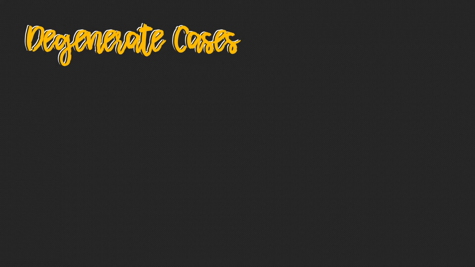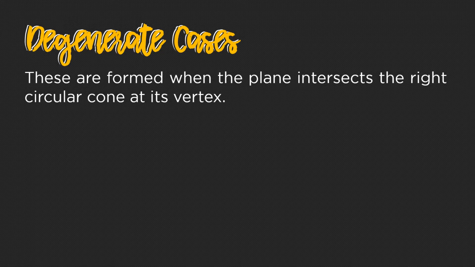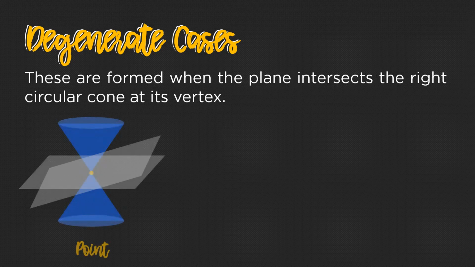There are also other ways for a plane to intersect a double-napped right circular cone. These are formed when the plane intersects the right circular cone at its vertex. These are what we call degenerate cases or degenerate conics. The first one is a point. A point is a degenerate case of either circle or ellipse.